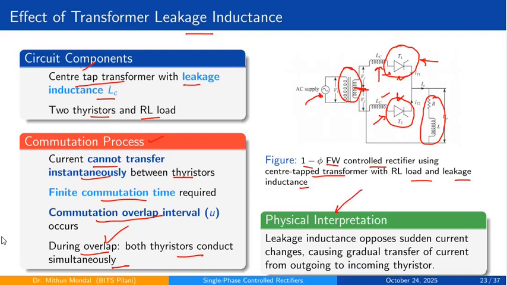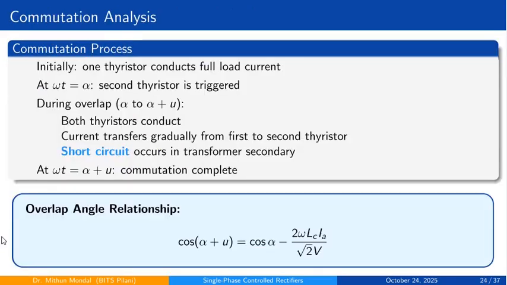So the physical interpretation is that the leakage inductance LC will oppose the sudden change in current and will cause a gradual transfer of current from the outgoing to the incoming thyristor. Suppose T1 is turned off and T2 is turned on; then the leakage inductance LC plays an important role. It will oppose whatever sudden change there is in the current when one thyristor is turned off and another thyristor is turned on.